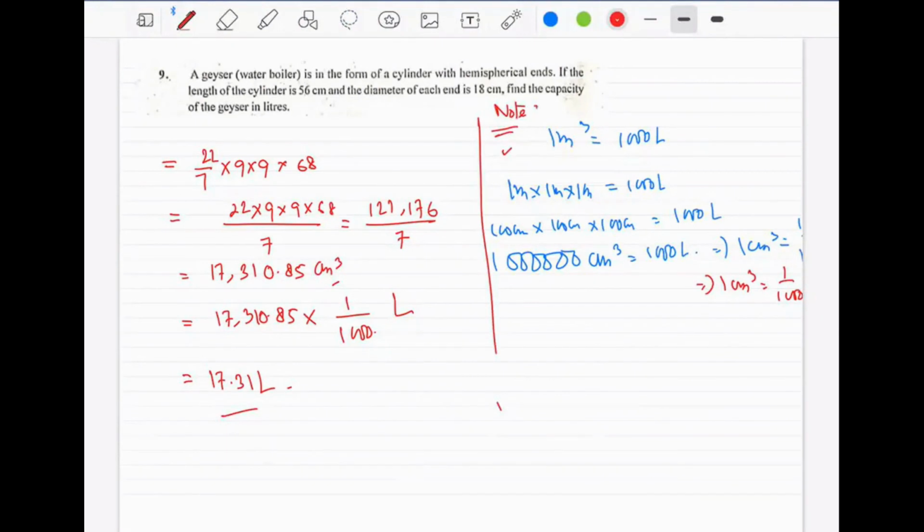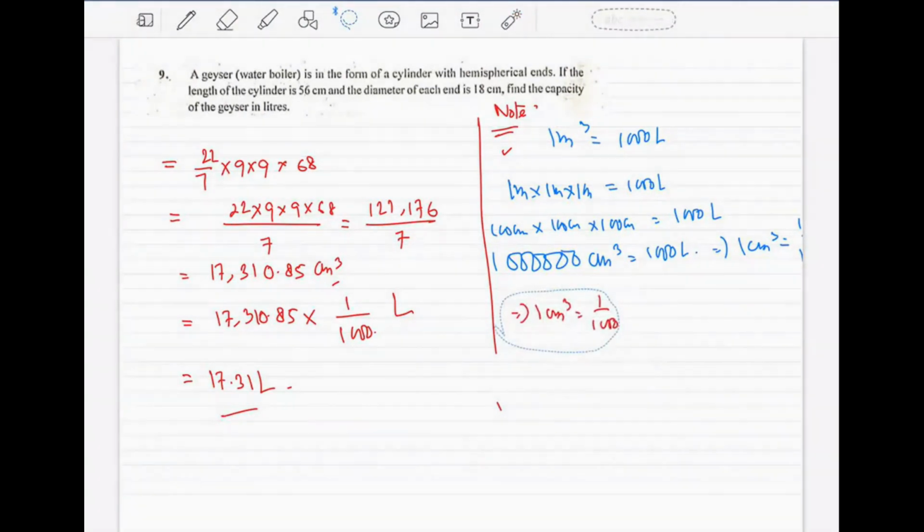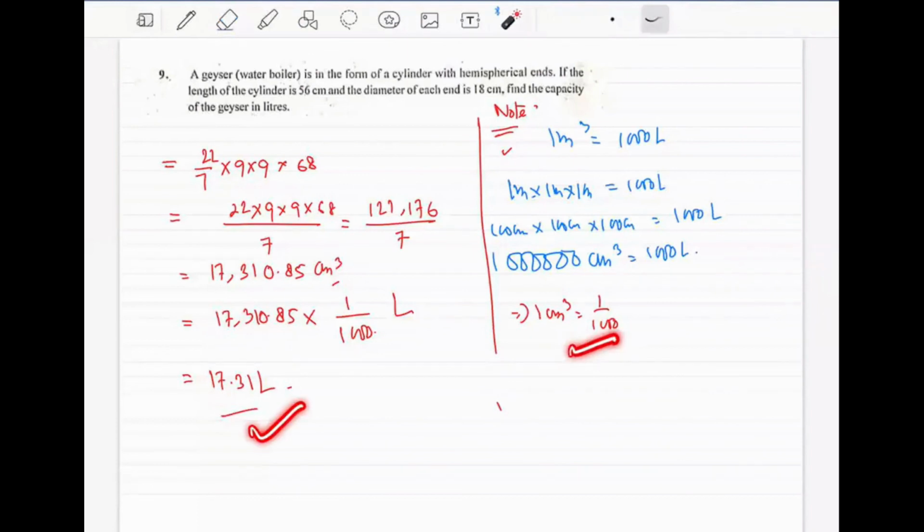If it was in meter cube, if there was 2 meter cube, what we have to do is multiply 2 and 1000 because 1 meter cube is 1000 liter. But if it is given in centimeter cube, you have to multiply with 1 by 1000, same as dividing by 1000, okay? Okay, copy this, keep this as a note on the side.